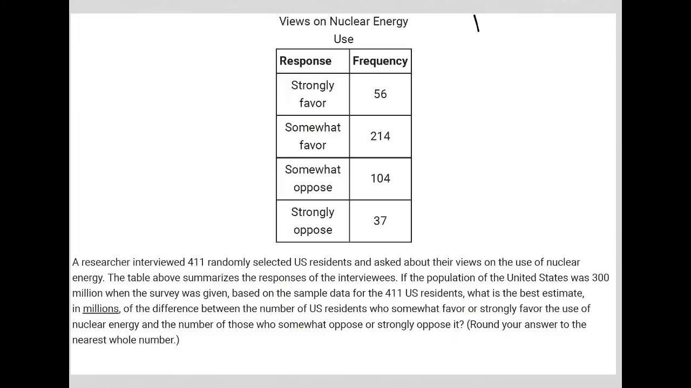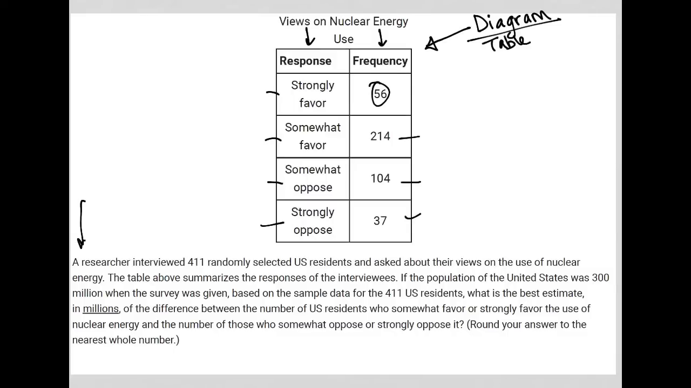So this question is a diagram question. Really, any question that provides some visual input, I'm going to call a diagram question. What we have here is a table. Our left column here is a response type. We have strongly favor, somewhat oppose, and strongly oppose. Our right column here is frequency. We have our numbers here that we can see.